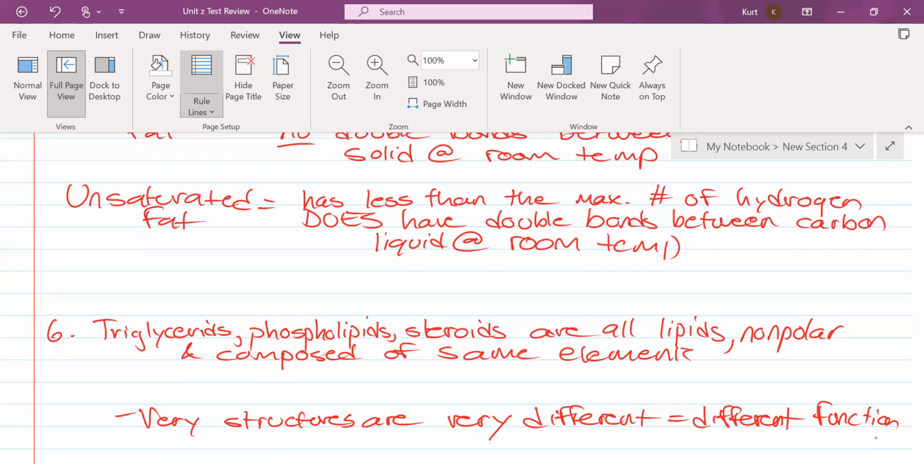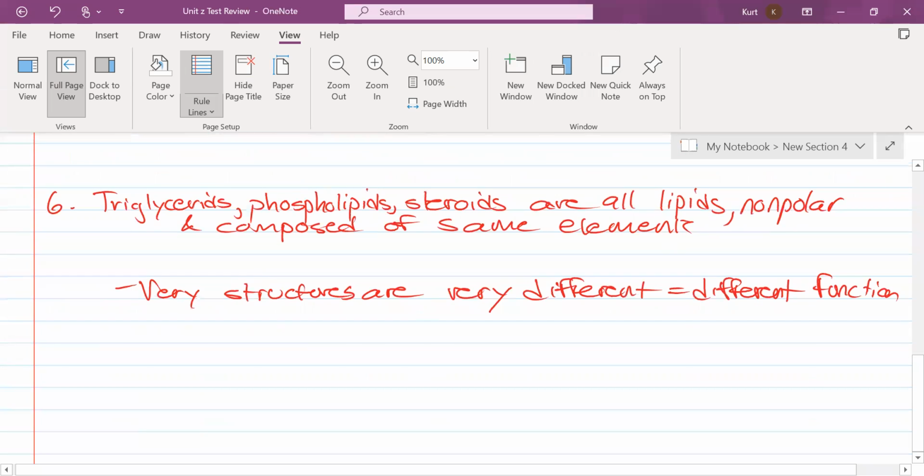Testosterone. Girls, estrogen. That's a fat-based hormone. Phospholipids are a fat that build your plasma membrane. And triglycerides is just like body fat. If you get it in your blood, it can clog up your blood vessels. Take it easy on the milkshakes and the cheese.